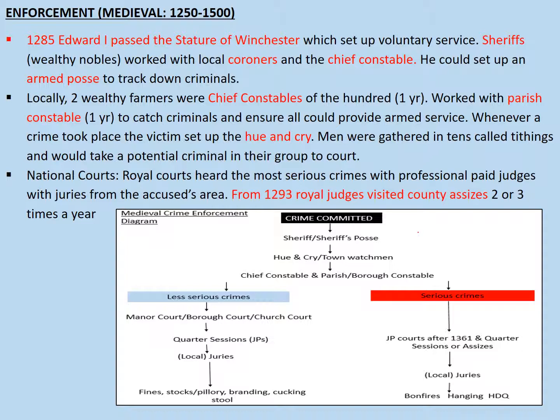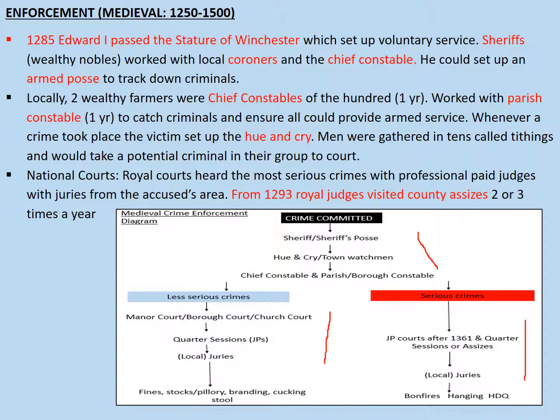So here we have the crime committed, we have the initial response, and then we have the two different systems. For lesser crimes, we have the manor and the court, the borough court or the church court system. Later on, we got the JPs. And then for the more serious crimes, we got the quarter-sessions or assizes, and we've also got the JP courts after 1361.